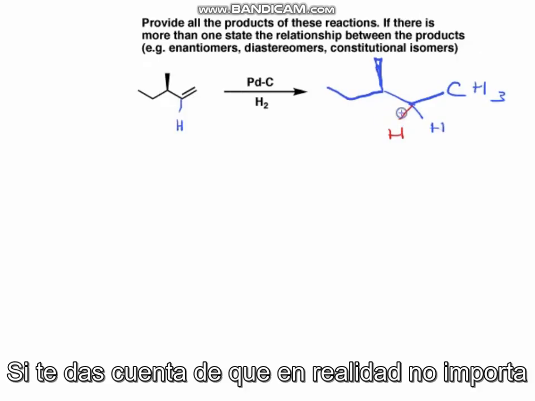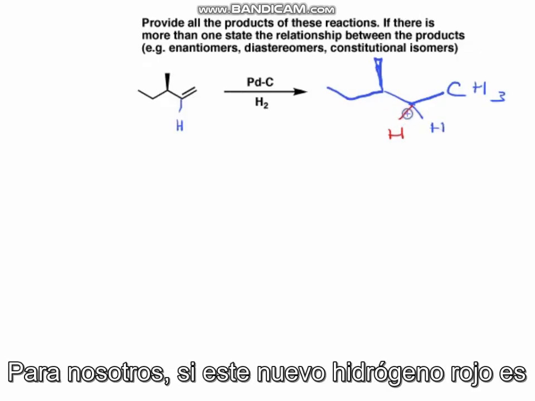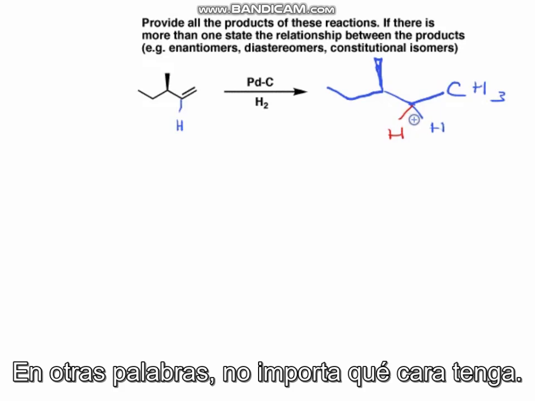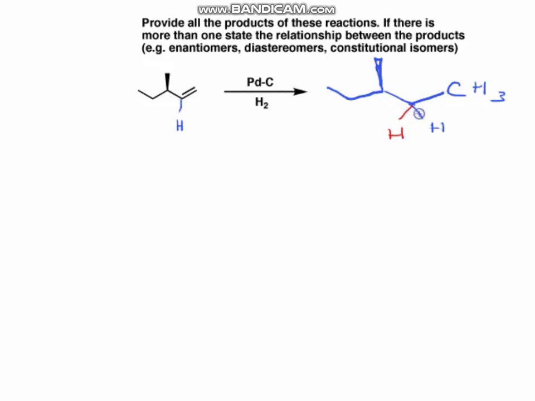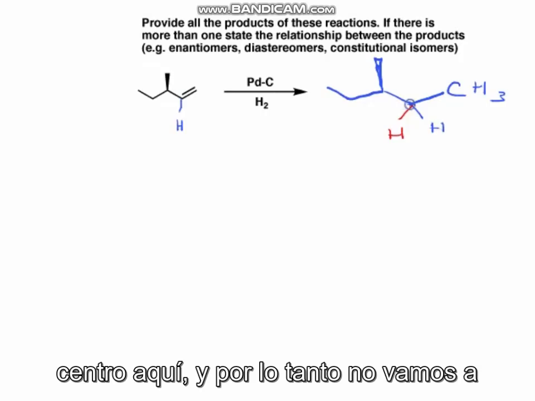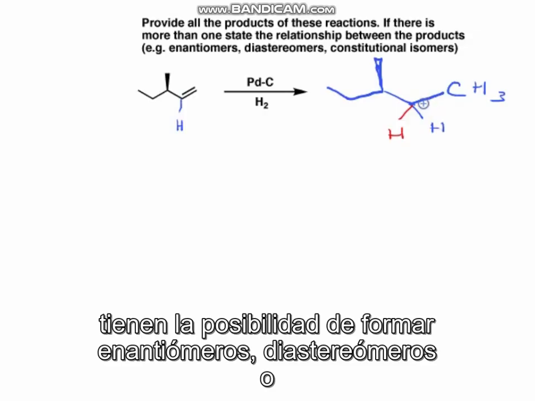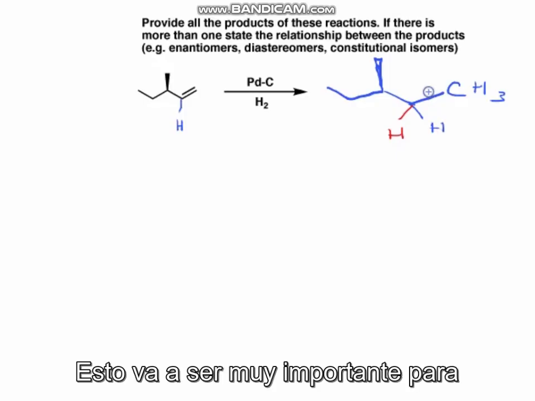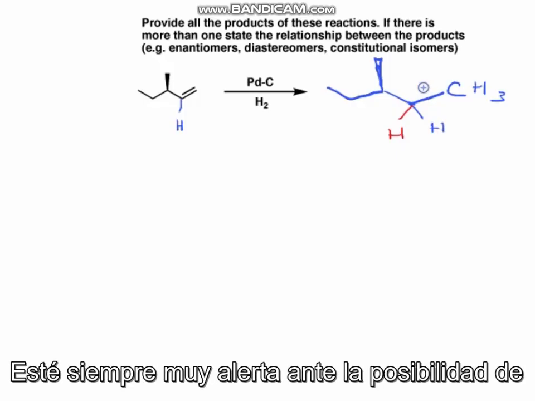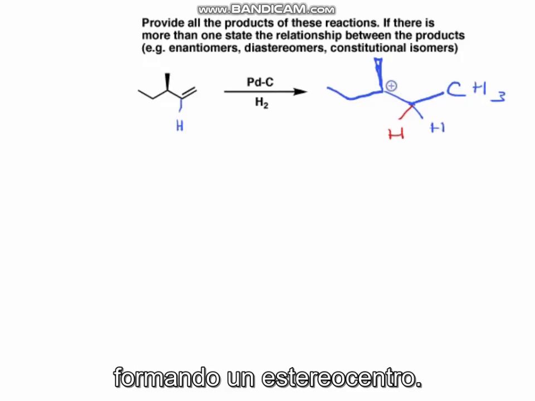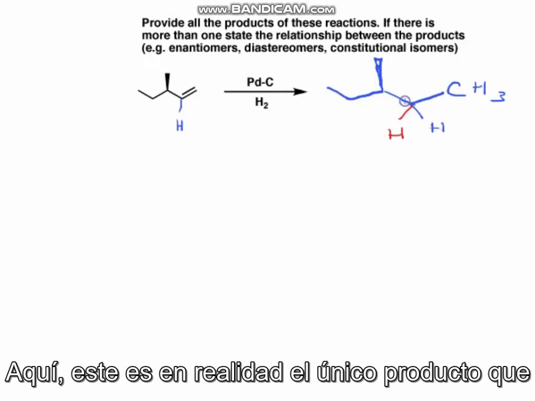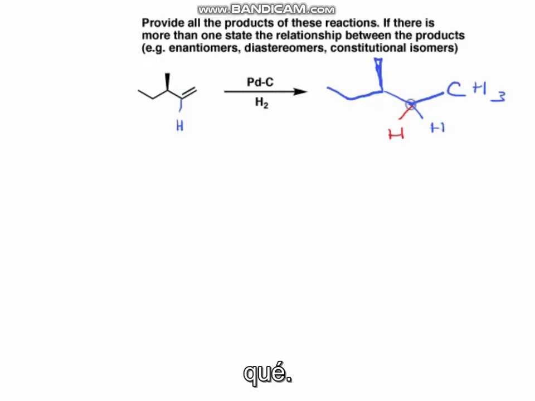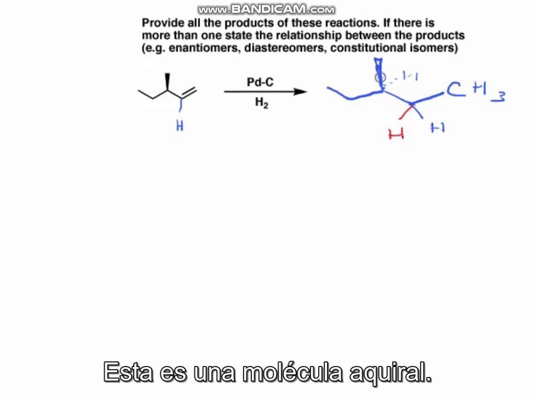Note that it doesn't actually matter for us whether this new red hydrogen is a dash or a wedge. In other words, it doesn't matter what face the hydrogen adds to. This is not going to form a chiral center here, and therefore we're not going to have the possibility to form enantiomers, diastereomers, or constitutional isomers because we're not forming a stereocenter. This is going to be very important for this question. Always be very alert to the possibility of forming a stereocenter. Here, this is actually the only product that we can form from this reaction, no matter what. We don't have a stereocenter present at all. This is an achiral molecule.